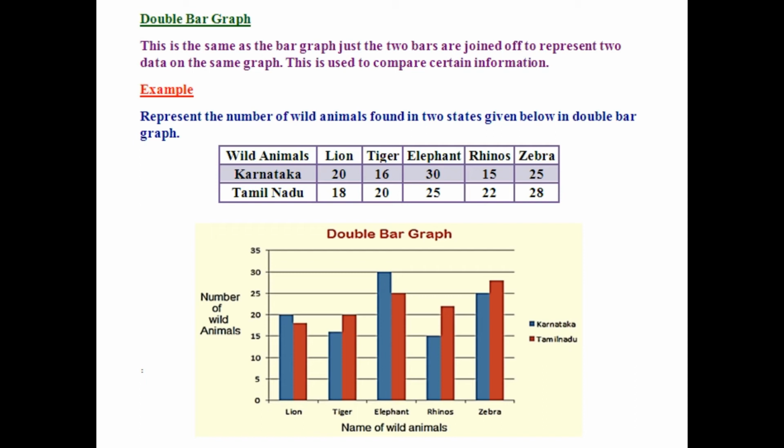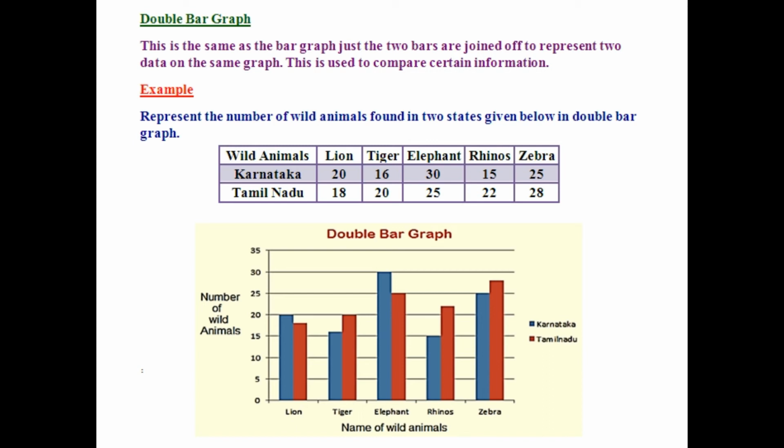Clear? So here first you leave 1 unit, you draw the bar. Next leave 1 unit, you draw the double bar. Again leave 1 unit, again you draw the double bar. Here, elephant. So Karnataka 30. Up to 30 you take half of the unit. In 1 unit, half unit you take Karnataka, half unit you take Tamil Nadu. Tamil Nadu 25, correctly, exact 25. You draw the bar. Then 1 unit leave it.